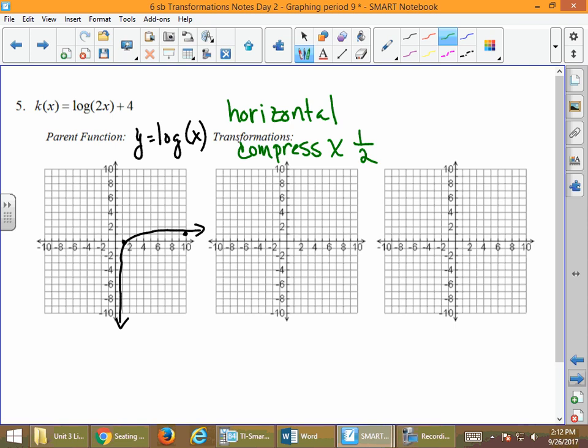And the horizontal impacts the x values. So when we look at this, instead of 1, 0, we're going to multiply 1 by 1/2, and we're going to have 1/2, 0. And 10, 1, our other key point, well, 10 times 1/2 is 5. So now it's going to be 5, 1.